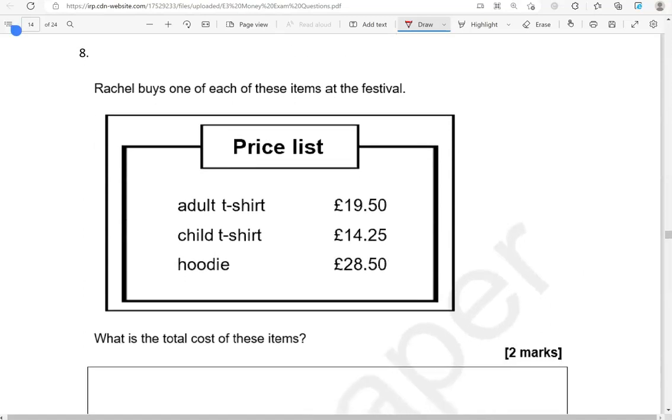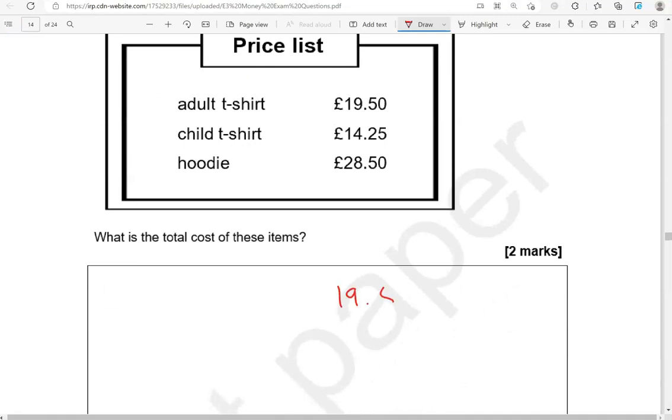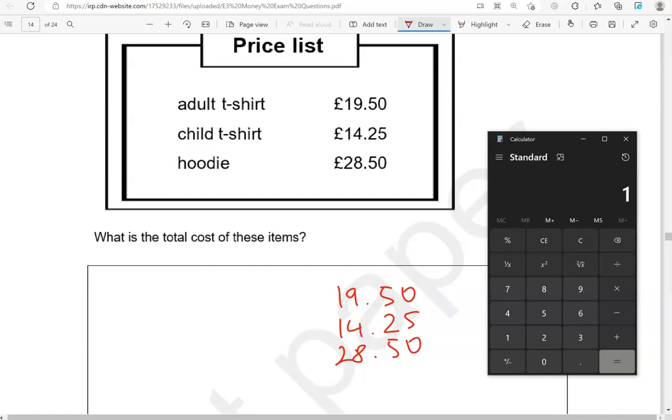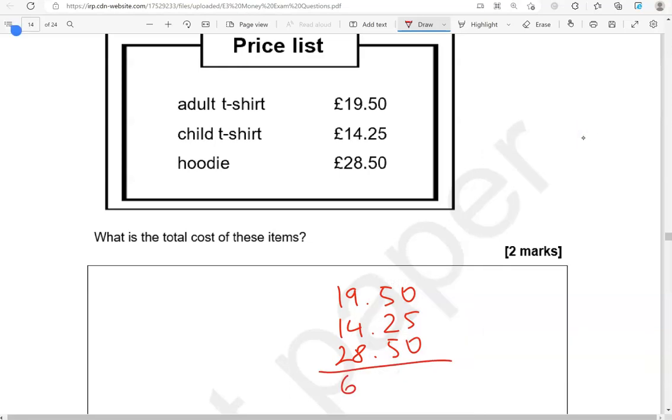Rachel buys one of each of these items at the festival. Adult t-shirt £19.50, child t-shirt £14.25, hoodie £28.50. What is the total cost of these items? So let's add them. £19.50, £14.25, £28.50. Gives us £62.25. This should be a plus here.